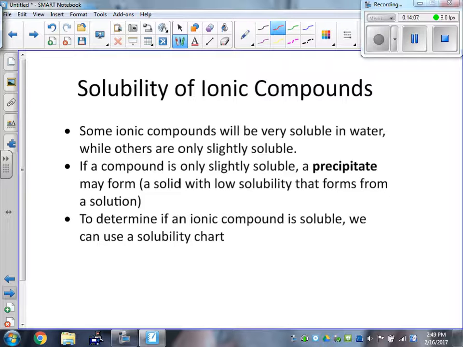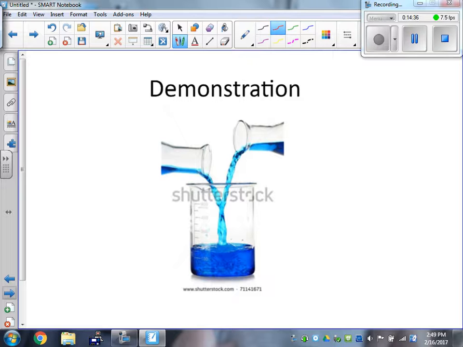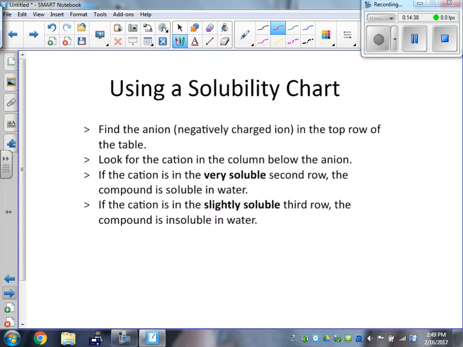Some ionic compounds are very soluble in water. Others are not very soluble. We call them slightly soluble. If a compound is only slightly soluble, a precipitate is formed. That means a new solid is formed, and you would see that. It's a solid with low solubility that forms in a solution. To determine if an ionic compound is soluble, we use the solubility chart. We'll do a demonstration maybe tomorrow, after your quiz.